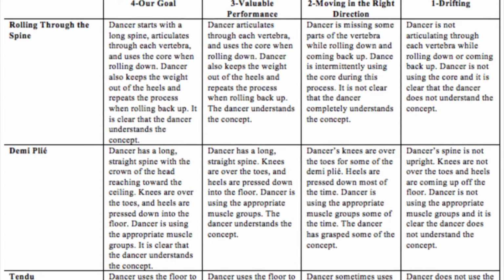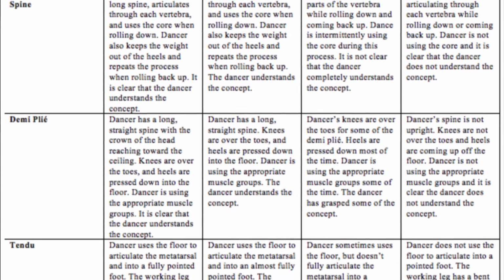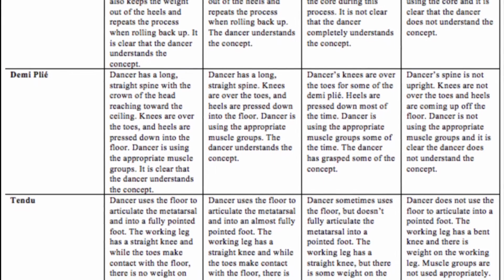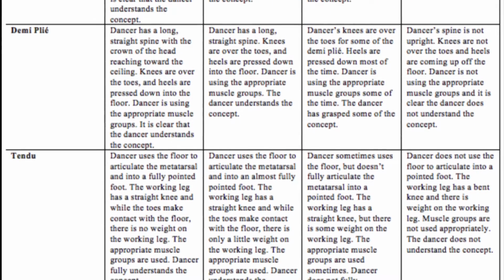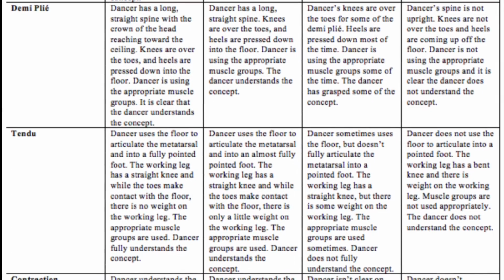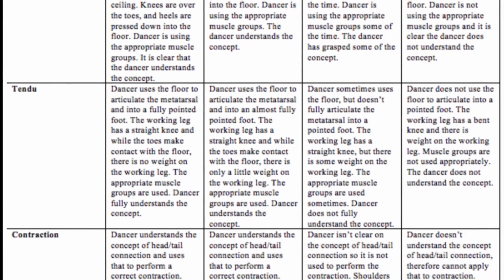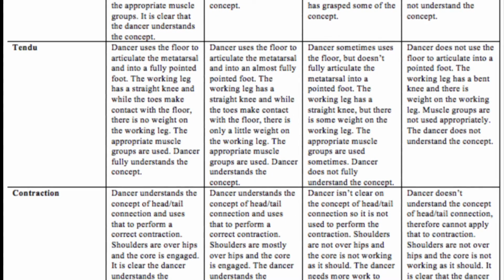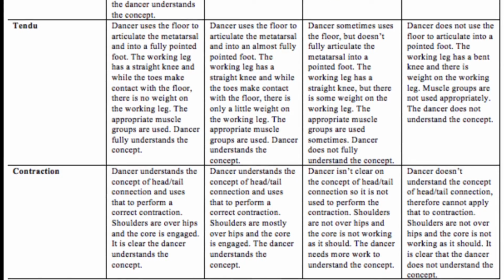So for my rolling through the spine, for number 4, for the best, dancer starts with a long spine, stands up, articulates through each vertebra, and uses the core when rolling down. Dancer also keeps the weight out of the heels and repeats the process when rolling back up. It is clear that the dancer understands the concept. So I went into pretty much detail there. My tendu one, still again at level 4: dancer uses the floor to articulate the metatarsal and into a fully pointed foot. The working leg has a straight knee, and while the toes make contact with the floor, there is no weight on the working leg. The appropriate muscle groups are used. Dancer fully understands the concept. So you get the idea.